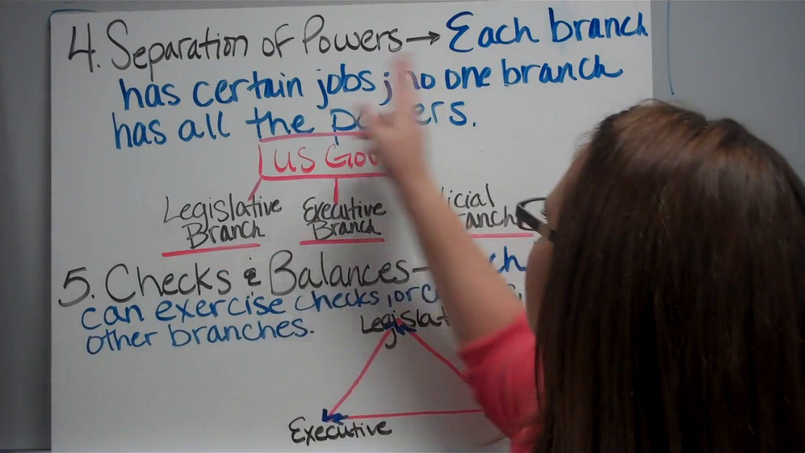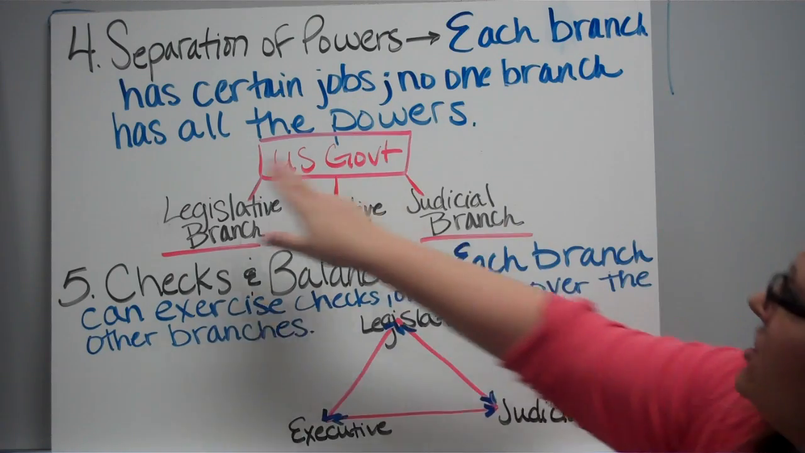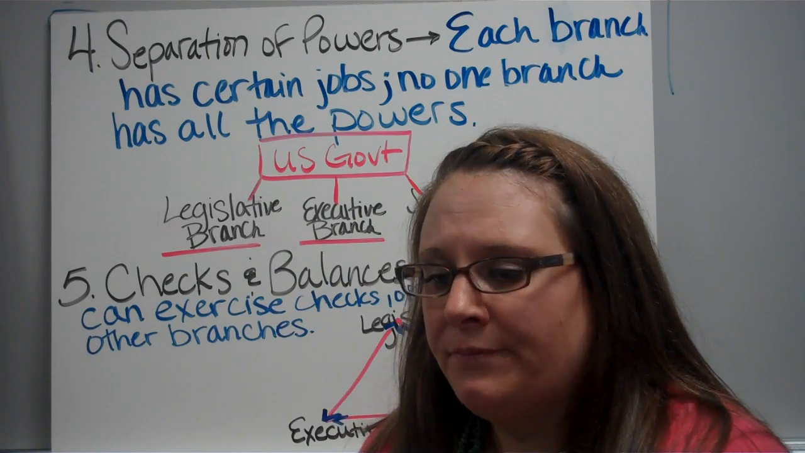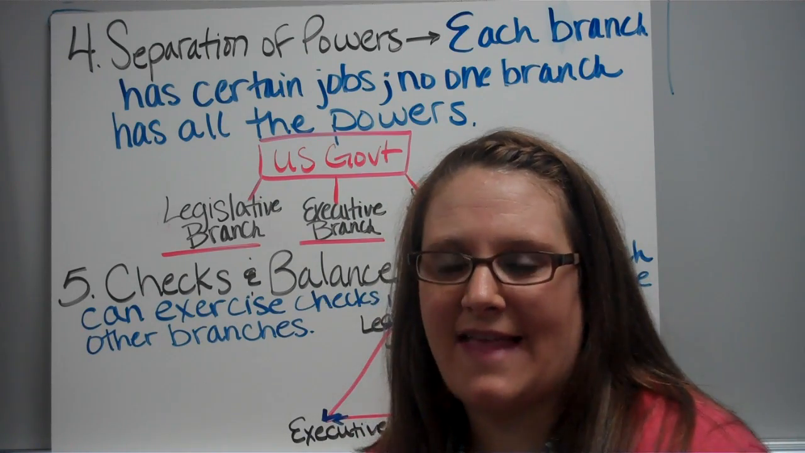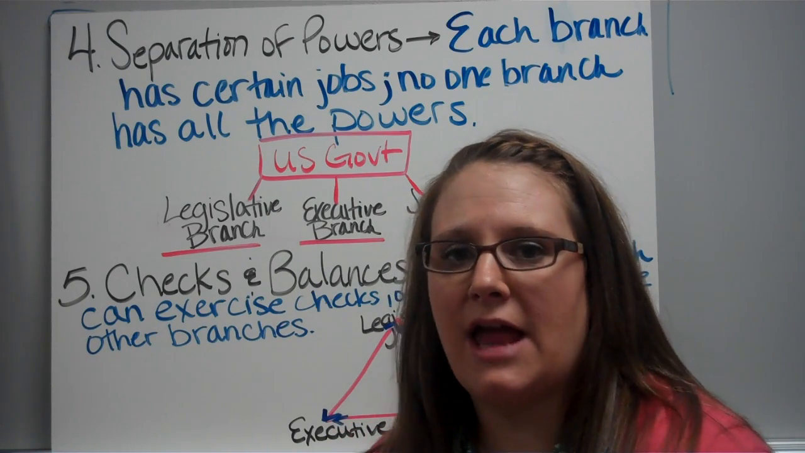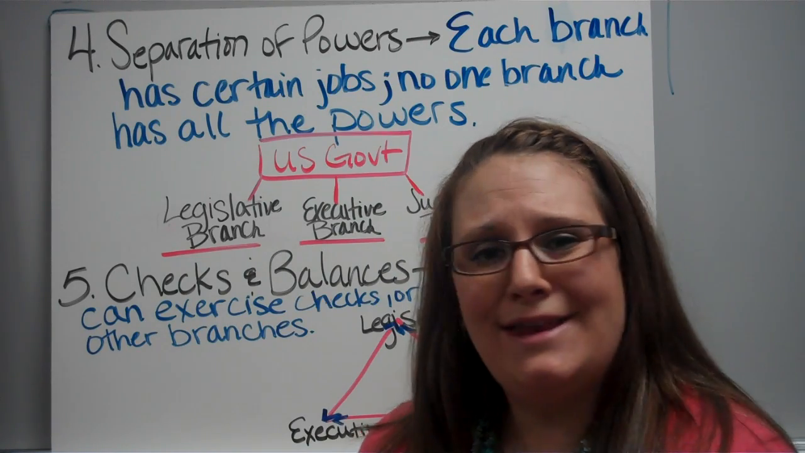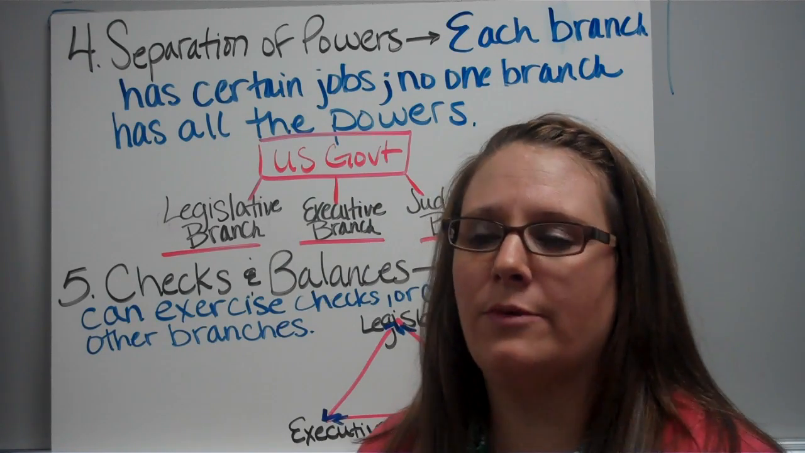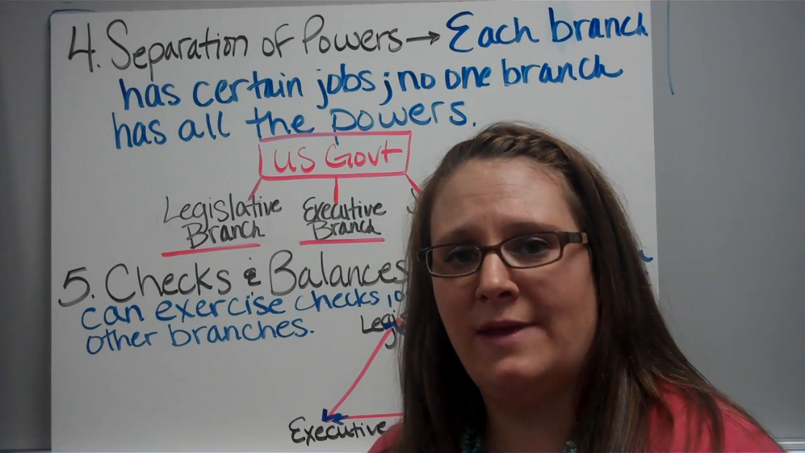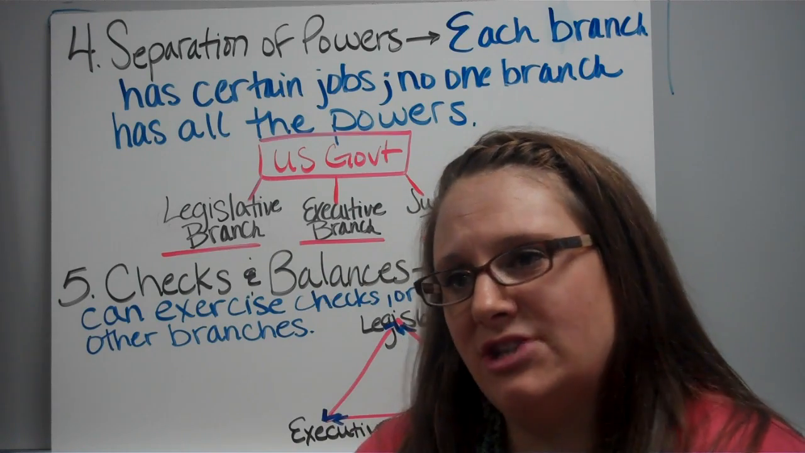Principle 4, separation of powers. Each branch has certain jobs. No one branch has all the powers. Okay, so the first Constitution that we have in the United States after the American Revolution were the Articles of Confederation. And under the Articles of Confederation, we established only one branch, the legislative branch. It did not work out the way we had hoped. We were trying to keep the government from becoming too powerful, and in doing that, we made them completely weak, and the states had all the power, and it just didn't work out.